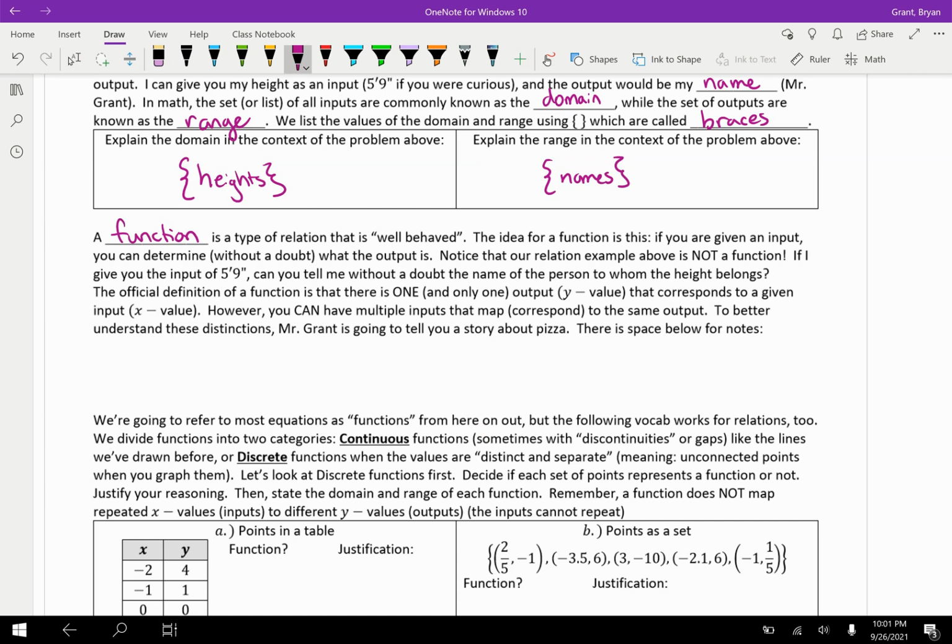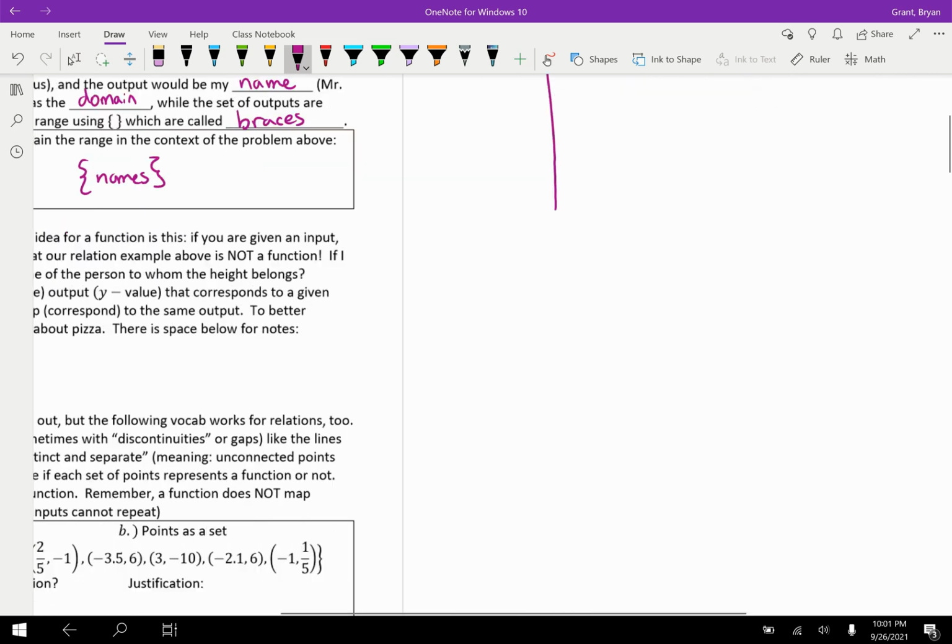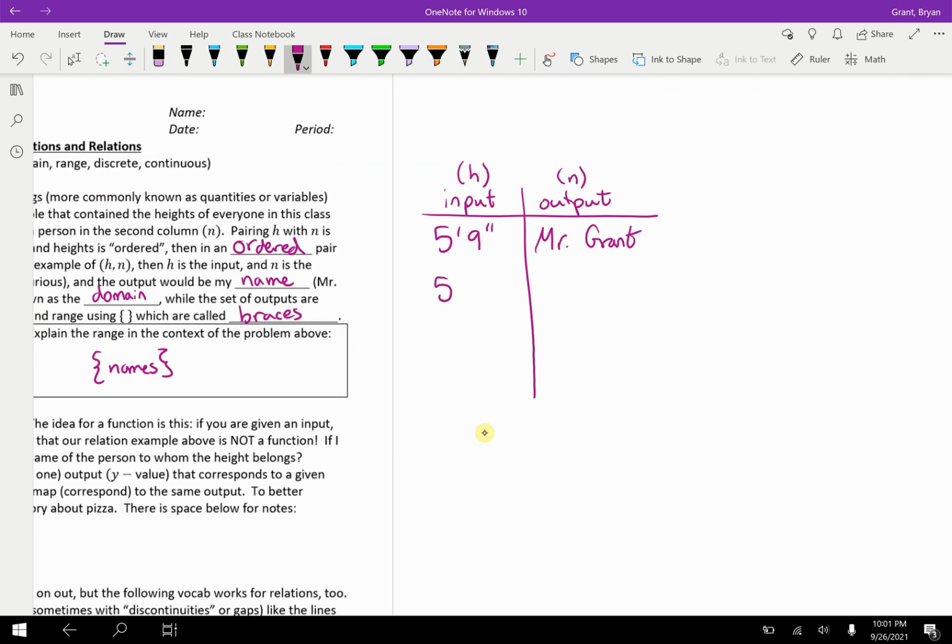Notice our relation example above, where I talked to you about the heights and names, is not a function, right? If I gave you an input of something like 5 feet 6 inches and then asked for the output, I bet there's more than one person in your class who's 5 feet 6 inches tall. Maybe this belongs to Devin.